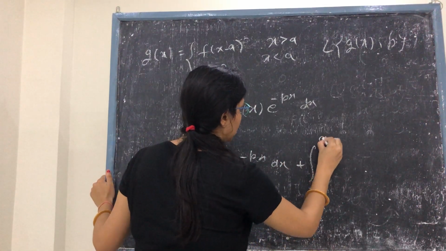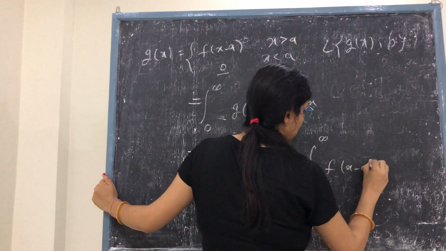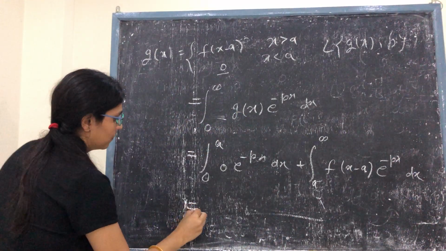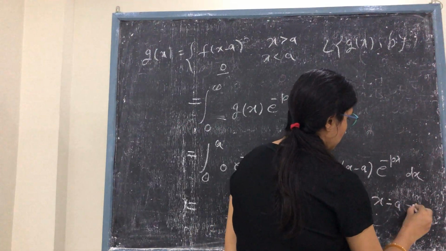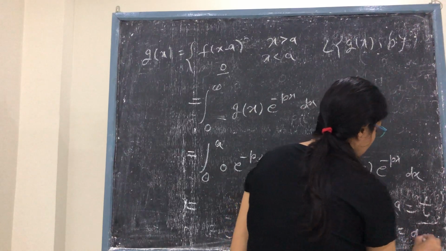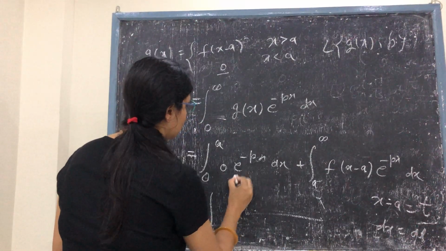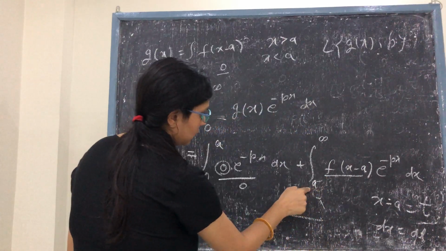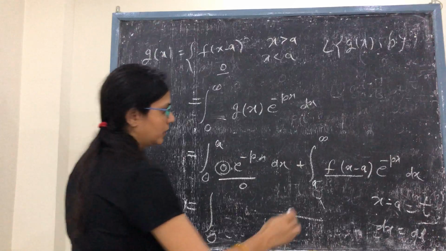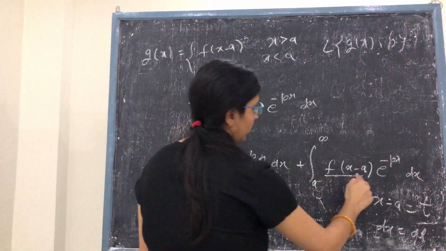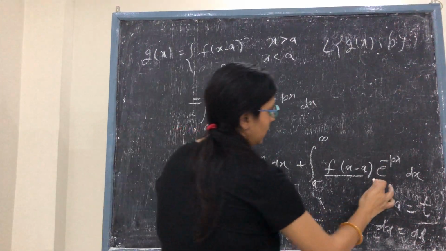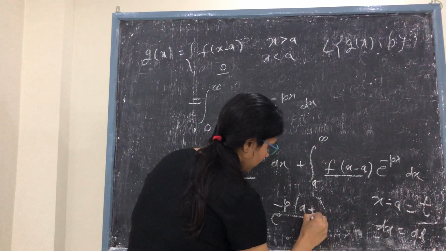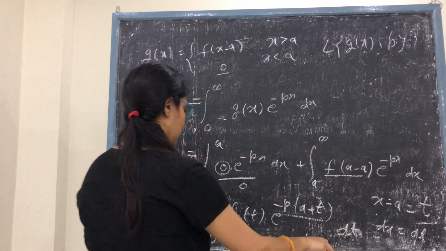Now g is not a continuous function; it breaks at the point x equals a. So it can be written as the integral from 0 to a, where our function has the value 0, plus the integral from a to infinity, where our function has the value f of x minus a, times e to the power minus px dx. The first part becomes 0. Now if we take x minus a equals t, then dx equals dt. Our limits change: when x equals a, t is 0, and when x equals infinity, t is infinity. So f of x minus a becomes f of t, and x equals a plus t, and dx is dt.